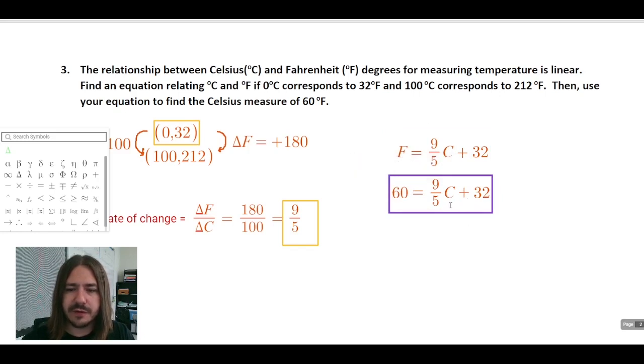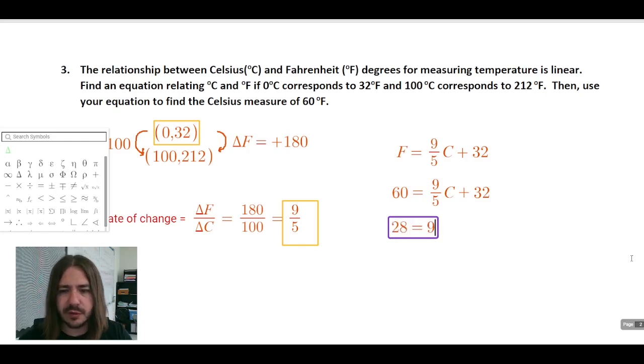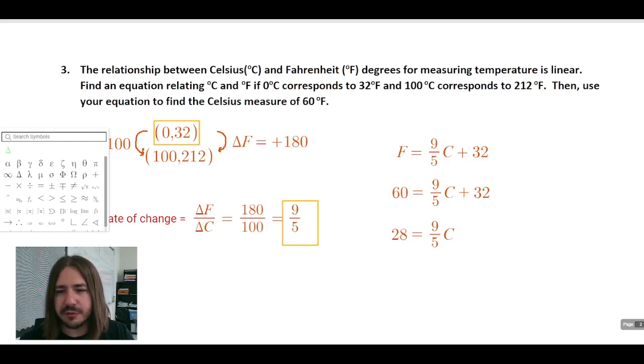So we want to solve this equation. We're going to subtract 32 from both sides. So 60 minus 32 is going to be 28 equals 9/5 C. And then we want to divide both sides by 9/5. That would be equivalent to multiplying by 5 and then dividing by 9. And I've got a calculator running over here, we get 15.5 repeating.